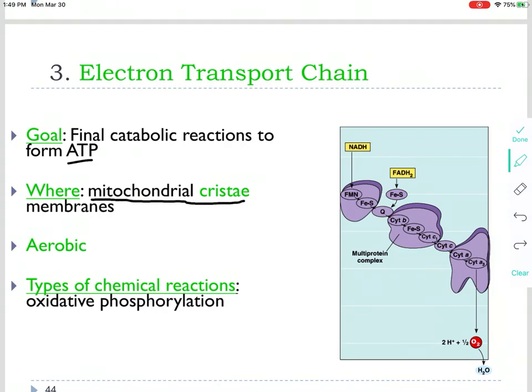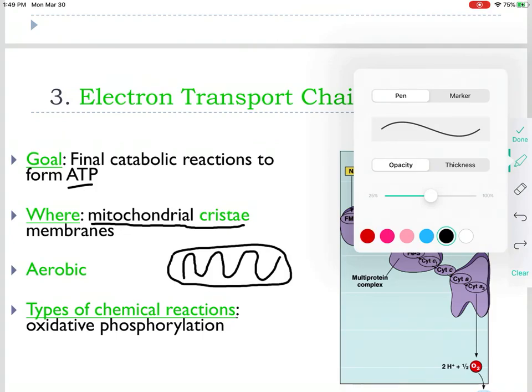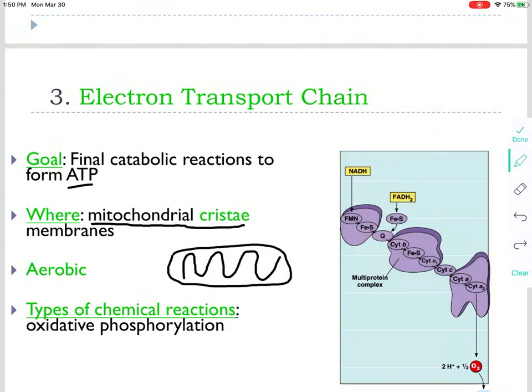Where is this happening? Well, not only are we in the mitochondria, but we're in the mitochondrial cristae, which is a fancy word for folds. You may remember the mitochondria. It's kind of oblong, looks like a sausage, and it's got these folds on it. Those folds are the cristae. So when we did the Krebs cycle, it is happening inside the mitochondria, but not along the cristae. But it is the electron transport chain that is happening along the cristae.